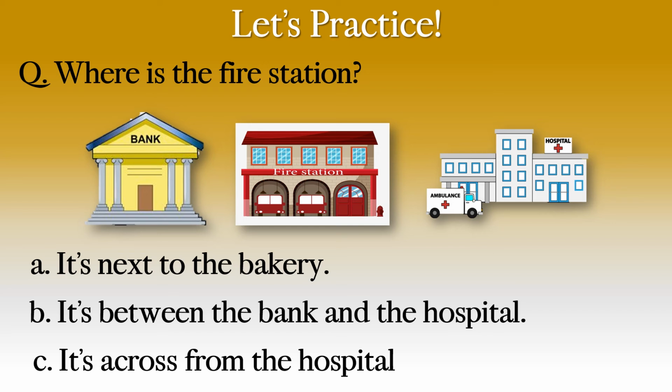Well, A, is there a bakery in this picture? No, so we know it's not A. B, it's between the bank and the hospital. Well, I can see a hospital. And C, it's across from the hospital. And there is a hospital. But there is also a bank. So there are 3 places. A bank, a fire station, which is where we want to know where it is, and a hospital. So what is it? It's between. The fire station is between the bank and the hospital. The answer is B.